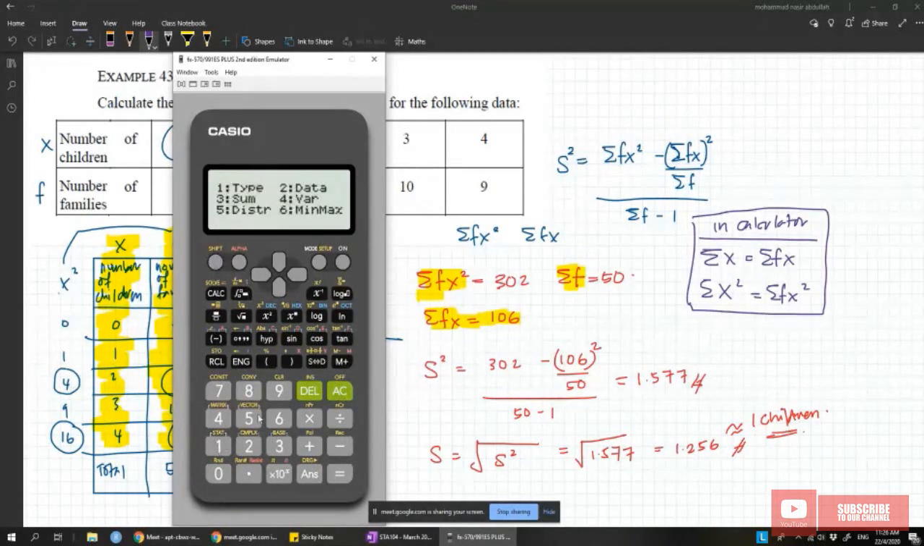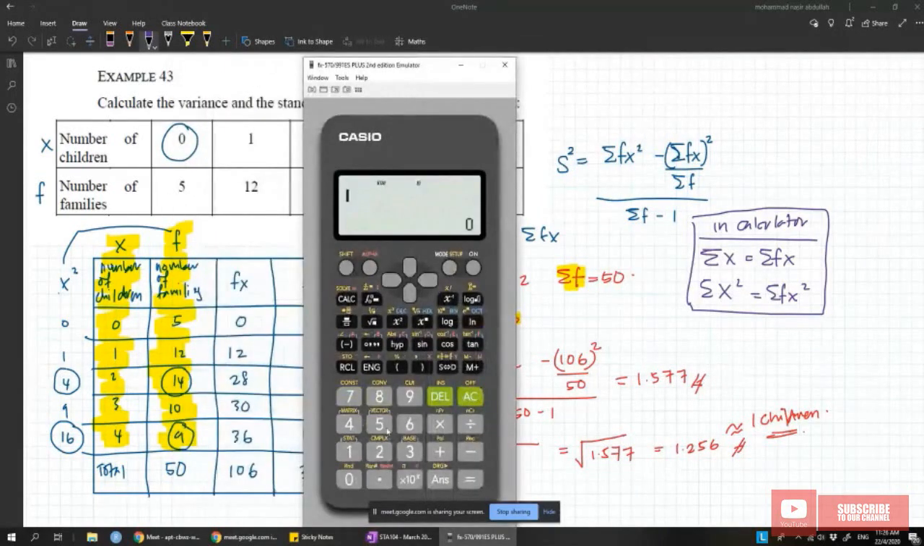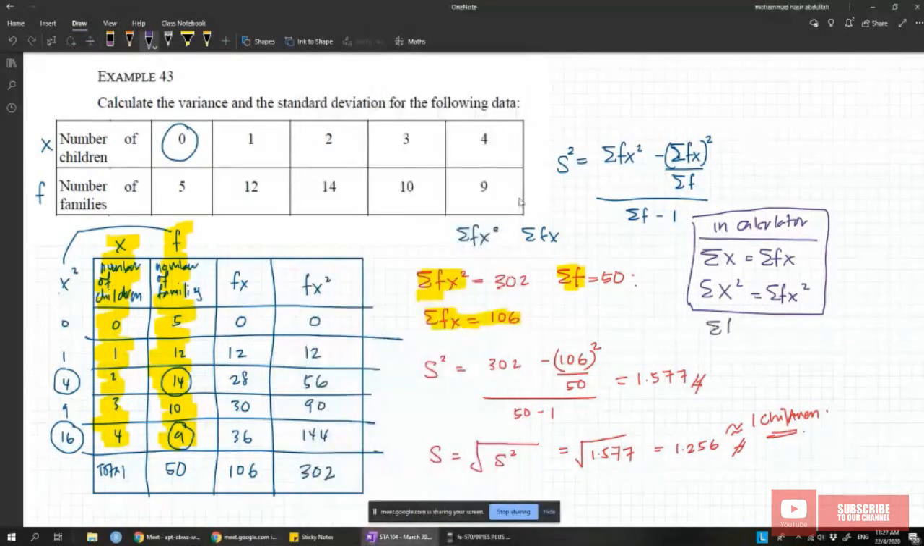For this one, we cannot find summation of f by using this. But never mind, you can always calculate summation of f on the calculator: 5 plus 12 plus 14 plus 10 plus 9. This should be equal to 50. So we already know summation of f equals 50.